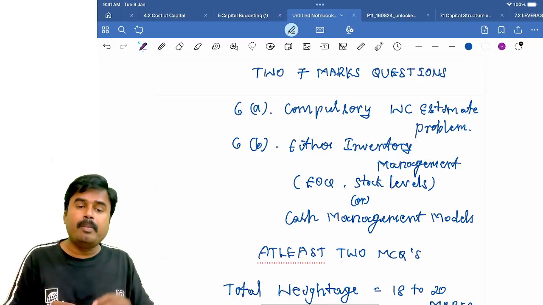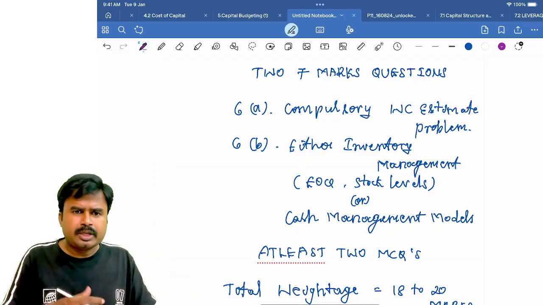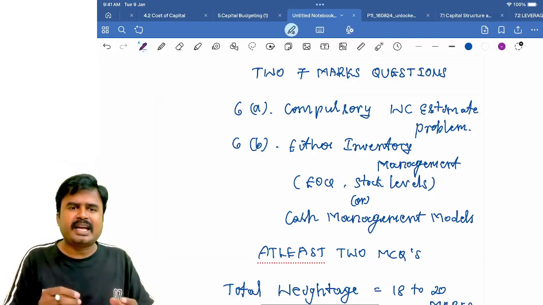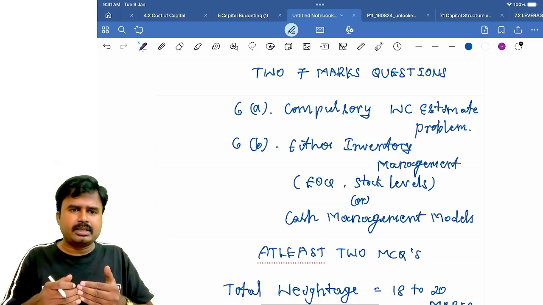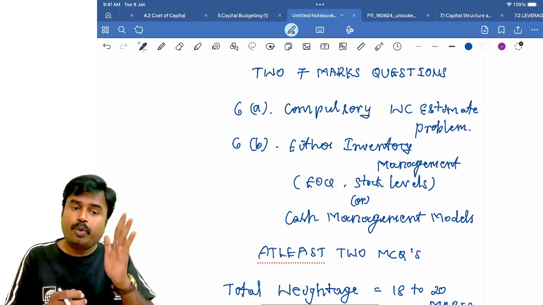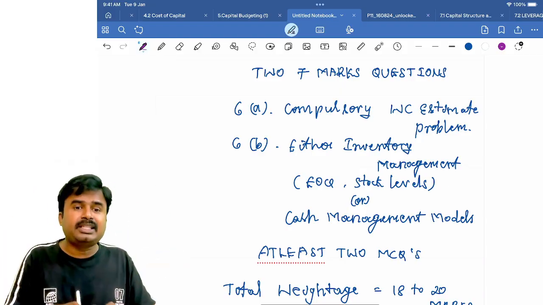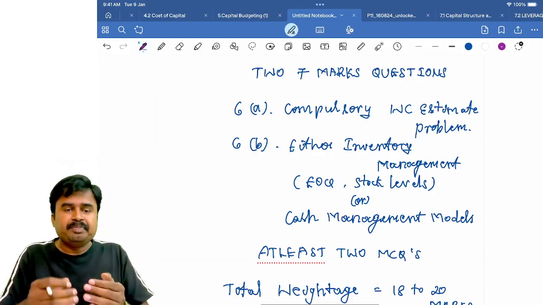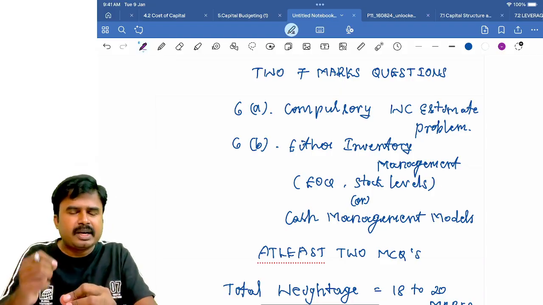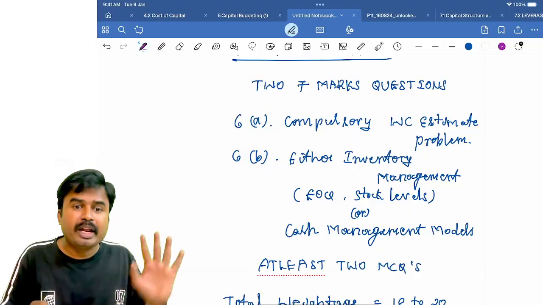Cash management models: Baumol's model, which is also known as the inventory model, or the stochastic model or Miller-Orr model. Out of these two models, any one model they can ask you. So either inventory management or cash management. And in cash management, please focus on Baumol's model and Miller-Orr model. So my dear students, out of the entire big chapter of working capital management, if you focus on the working capital estimates concept, and inventory management and cash management models, definitely you're going to get at least 2 sevens, 14 marks, my dear students.